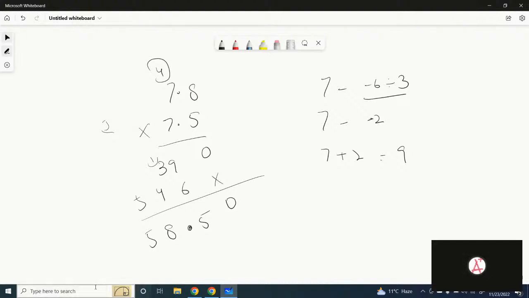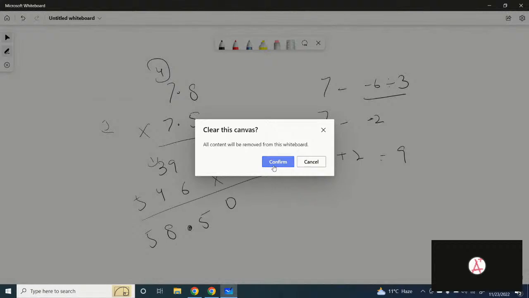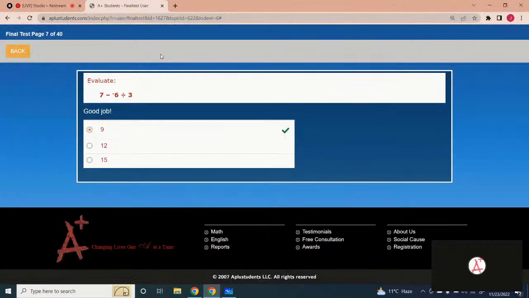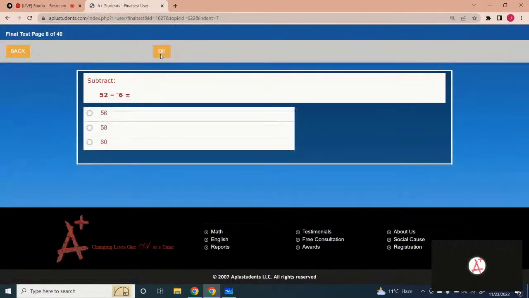Okay, let's just move on to the next one. The correct option is 9. Select the correct option and click on the OK button. Okay, the next one is 52 subtract negative 6.